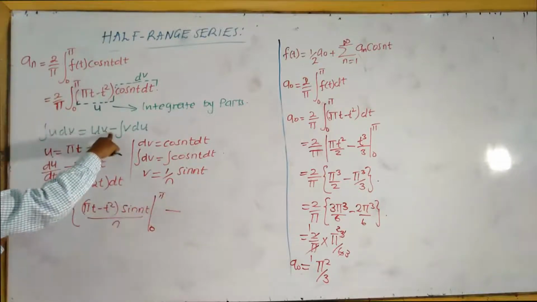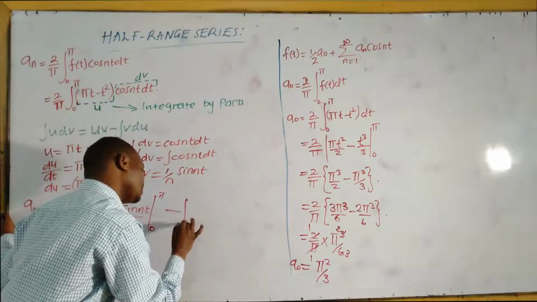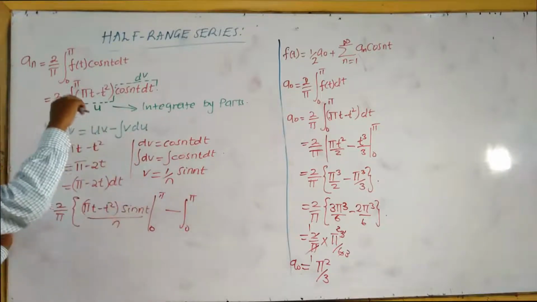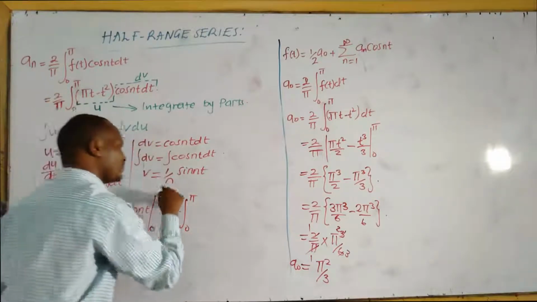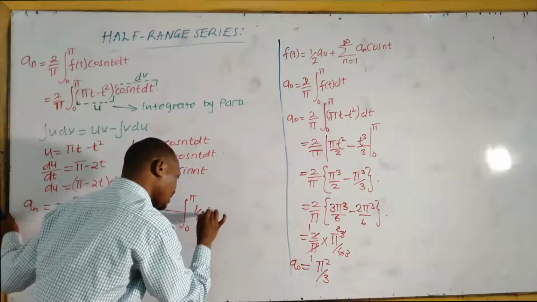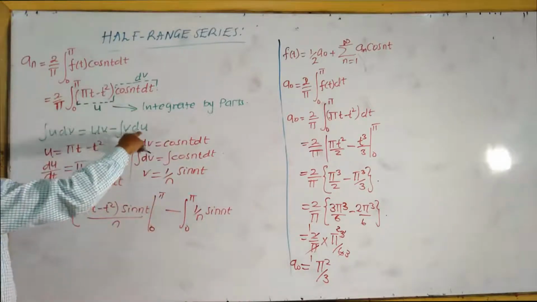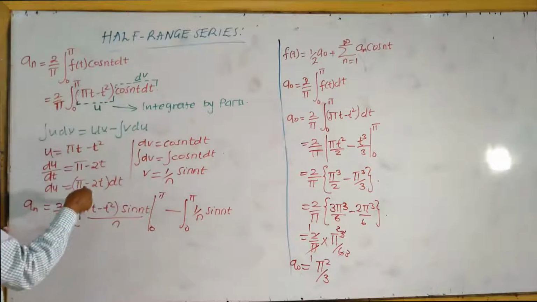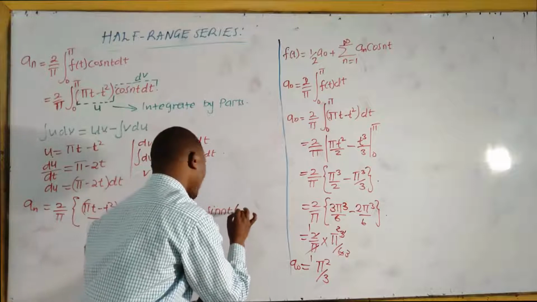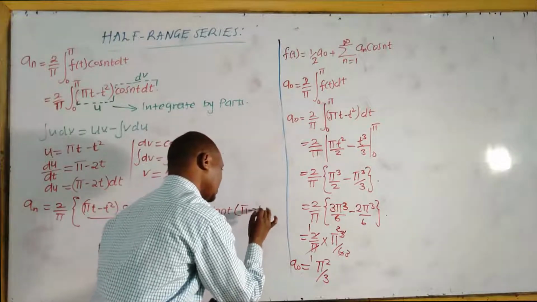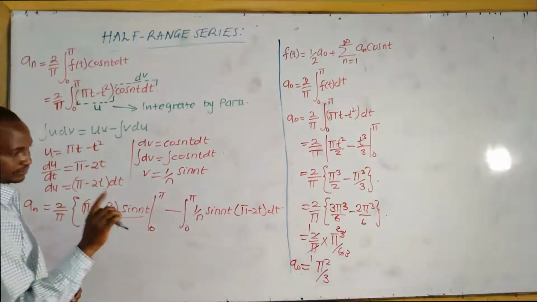Minus, right now this is negative, the integral from 0 to pi. We are trying to integrate v du. v is 1 over n sin nt, du is the bracket pi minus 2t dt.